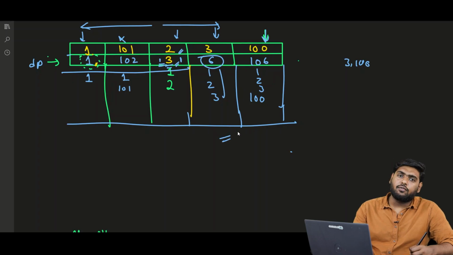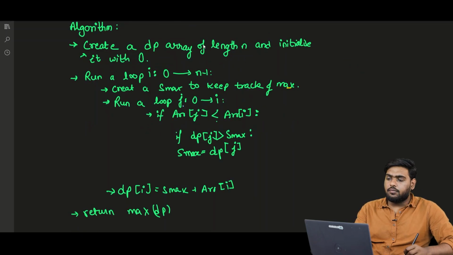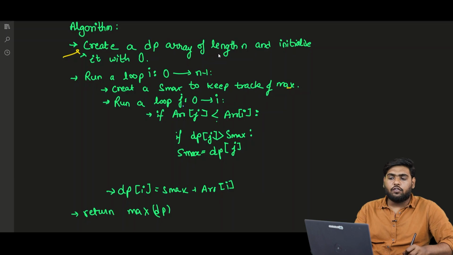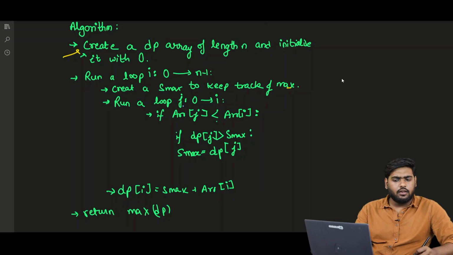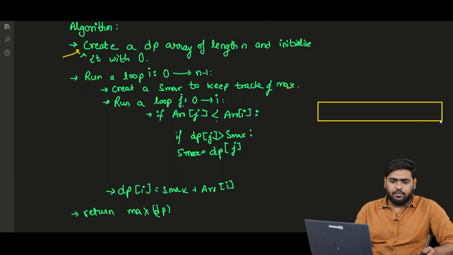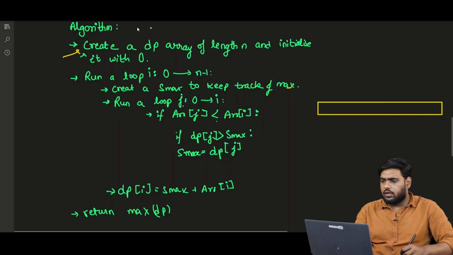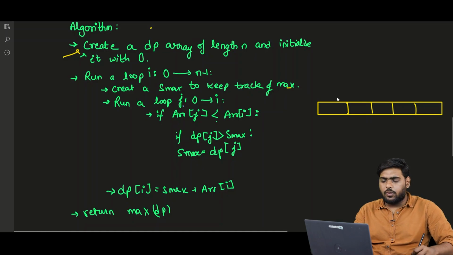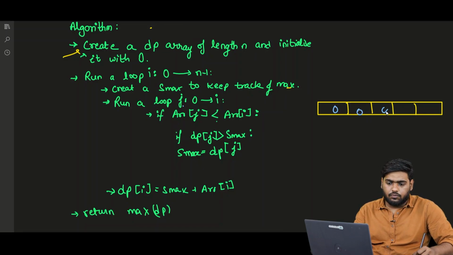Let's discuss the algorithm for it. It will be even more clear to you. So here is the algorithm. Let's read it to have a clearer understanding. So what does it say? It says to create a DP array of length n and initialize it with 0, right? So we have 5 elements in the example that we are taking. Let's deal with it. So I will take one array and I will have 5 partitions, and all the values are filled with 0, right?